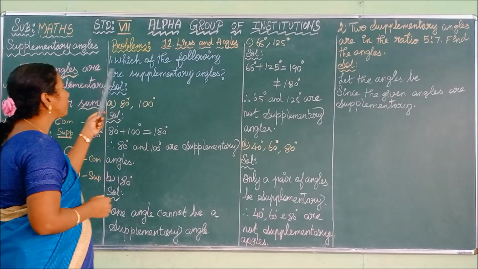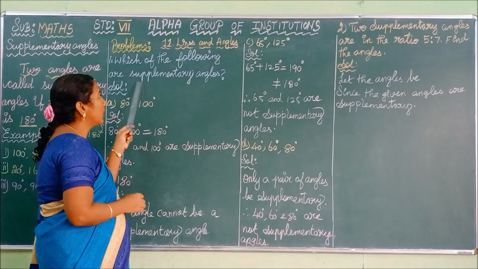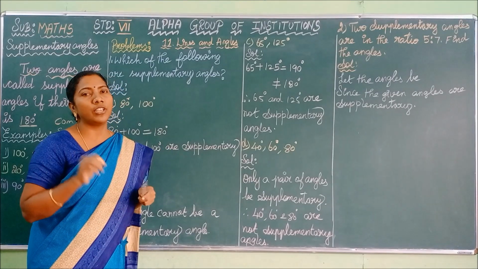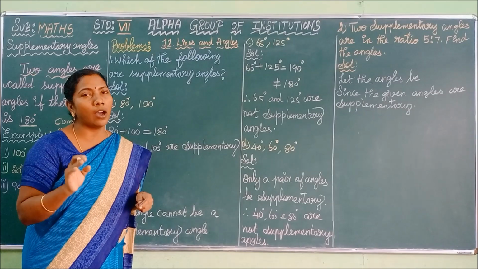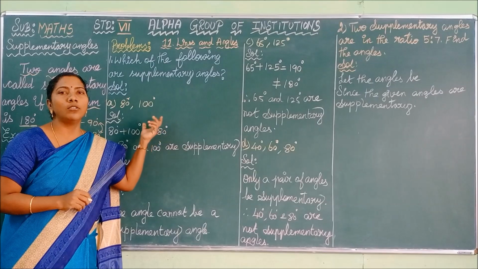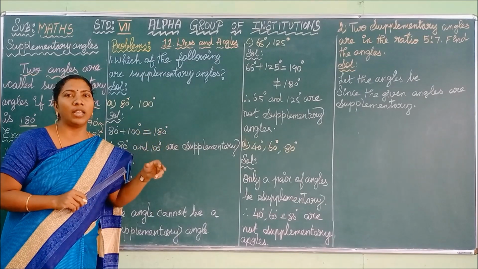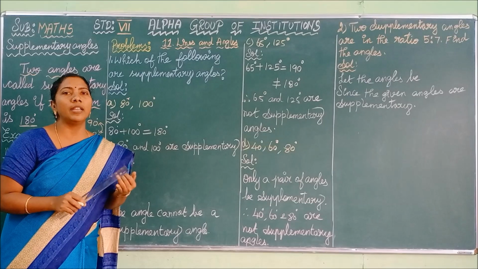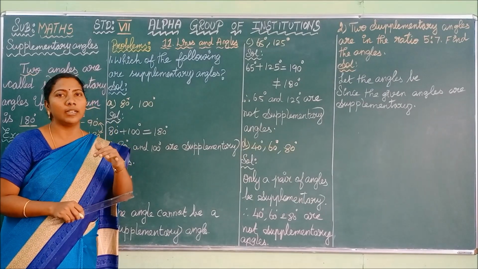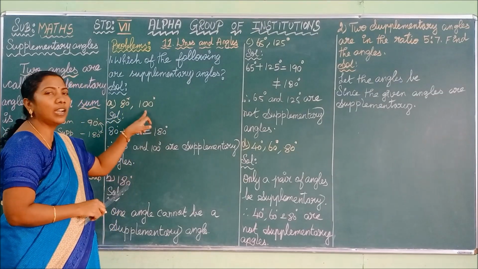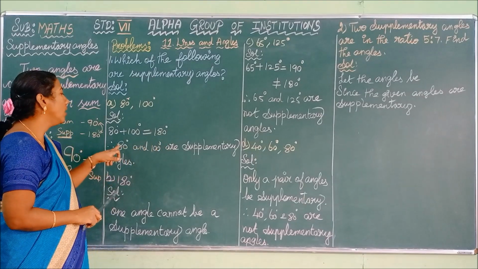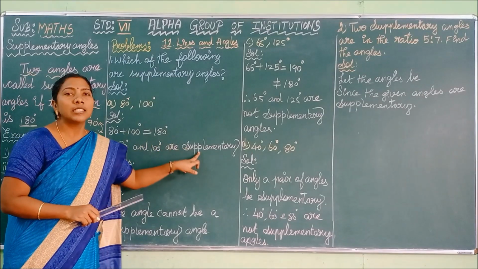See the first sum. Which of the following are supplementary angles? As we did in complementary, here also we are going to check whether the given angles are supplementary or not. For that you have to add the given angles. Before that you have to check whether there are two angles, or one angle, or three angles. To check complementary or supplementary, definitely it should be two angles only, not less or more than that. See here we have 80 and 100 only. If you add these two values, we get 180 degree. So we can call 80 degree and 100 degree supplementary angles.